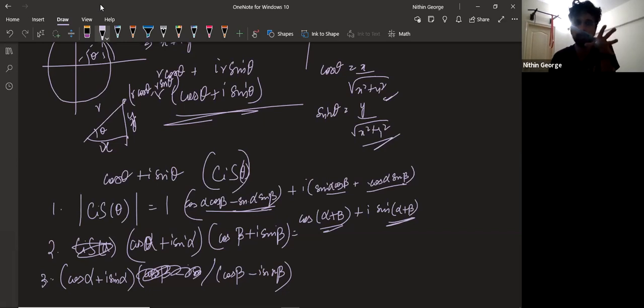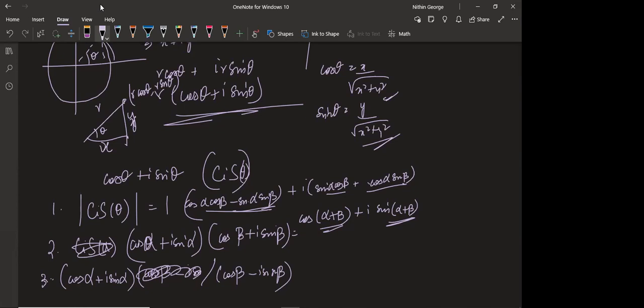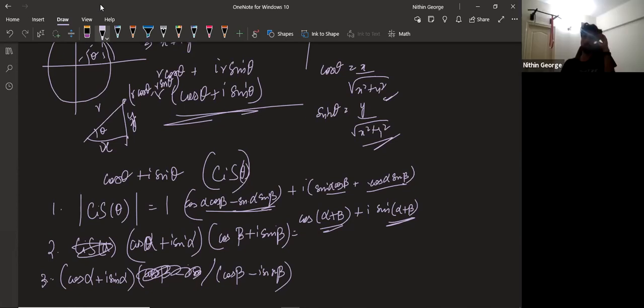All right. Now, the next part. What do you do here? When you divide, what do you do? Rationalize. You rationalize the denominator. Perfect. Denominator becomes cos square beta plus sin square beta, which is 1. So you can leave that and put the conjugate on the top. That's the idea. Cos beta minus i sin beta, that's what I wanted you to divide. What does this become?